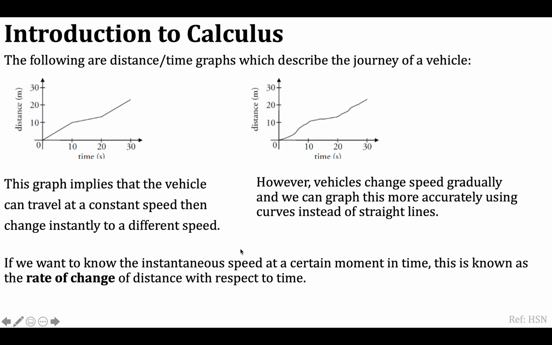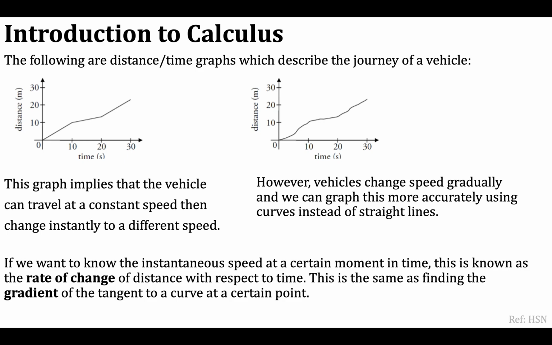Now, if we want to know this instantaneous speed at a certain moment in time, it's known as the rate of change of distance with respect to time. So that's what the gradient is, the gradient of a straight line. If we were talking about a straight line, the gradient is the rate of change of that line, it's the change in y and the change in x that we examine. Here we would be examining the change in the distance with respect to time.